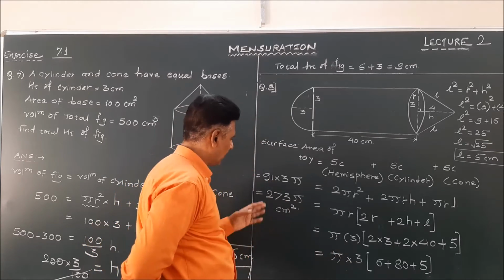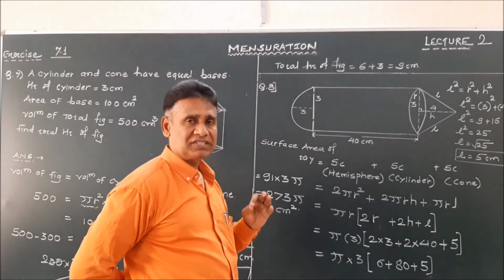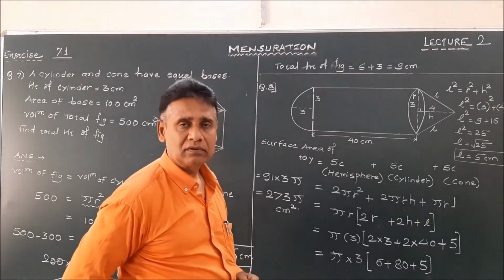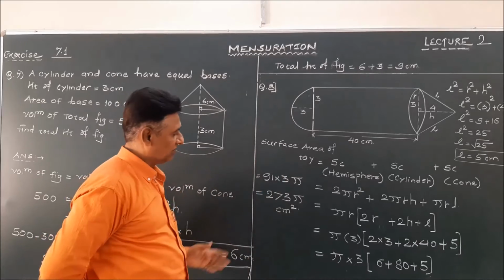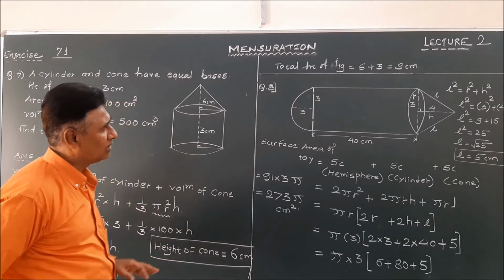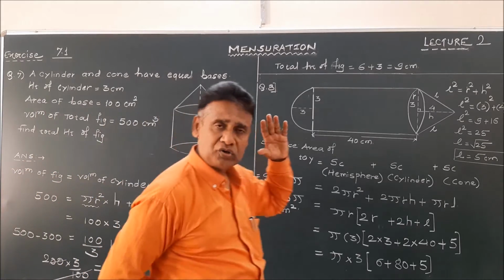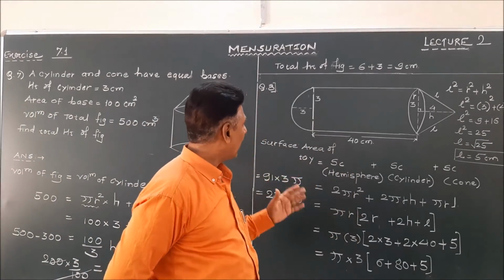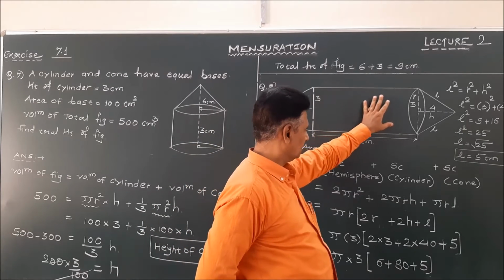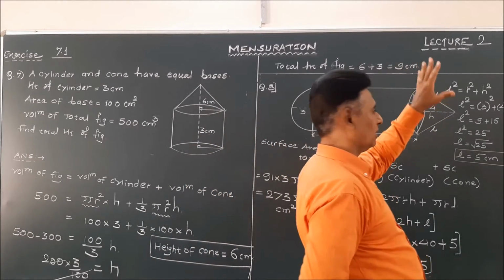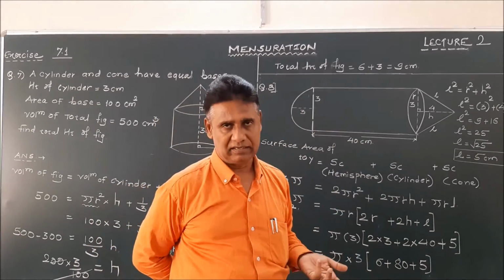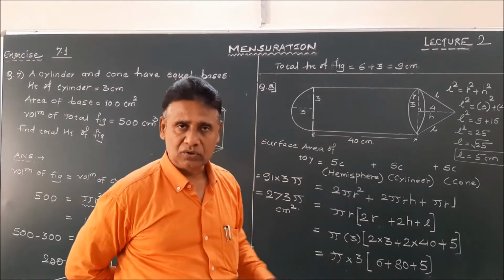91 into 3 pi is 273 pi. But what we have to find out? Surface area. So that will give us 273 pi centimeter square. So please try to understand, this is very, very important to understand that the radius of the hemisphere, the radius of the base of the cylinder, the radius of the base of the cone, all three are going to be the same. Very, very important to know this.